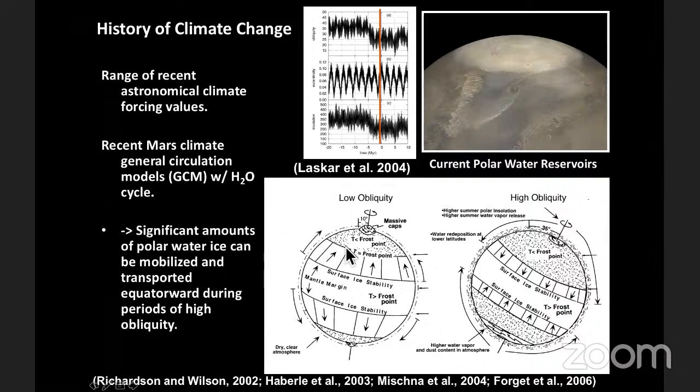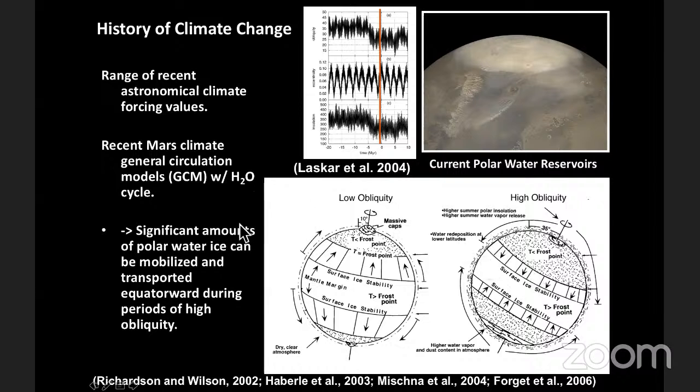And bottom line is, current polar water reservoirs represent most of the water, with only 10 to 20 precipitable microns in the atmosphere. Most of the water on Mars today is sequestered in the polar caps, a couple of kilometers high, hundreds of kilometers across. On the other hand, a significant amount of polar water ice can be mobilized and transported equatorward during periods of higher obliquity. So if you increase obliquity, then you're pointing the pole toward the sun, to put it oversimply, and then that water ice is mobilized and migrates to the cold traps, which are now becoming more like the equator.